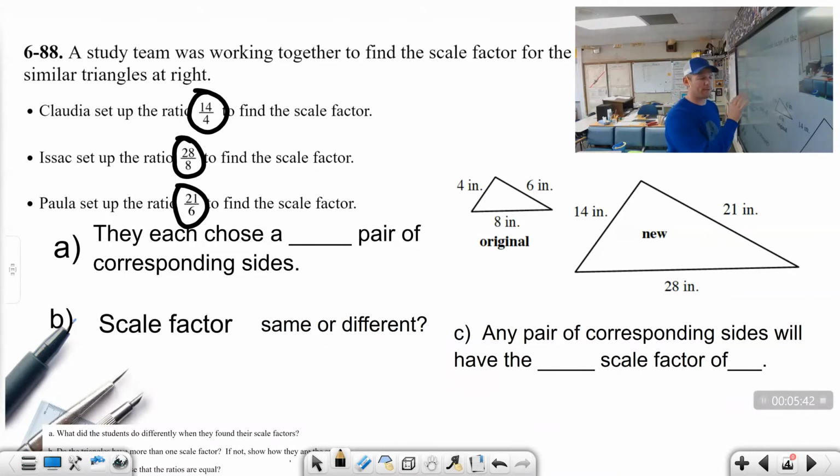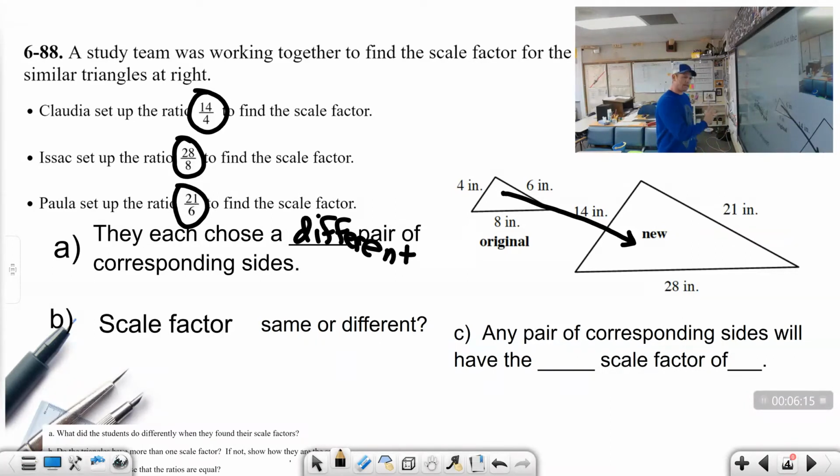Now, previously we said, yes, it matters, like the sides we use in the direction. We are going in this direction, from the original to the new, landing on top. So that's why all the larger numbers are on top. But does it matter which side we use? Top, bottom, left, right. Well, we notice that they each chose a different pair. No, you do not have to write this down. I am just pointing it out. They chose a different pair.